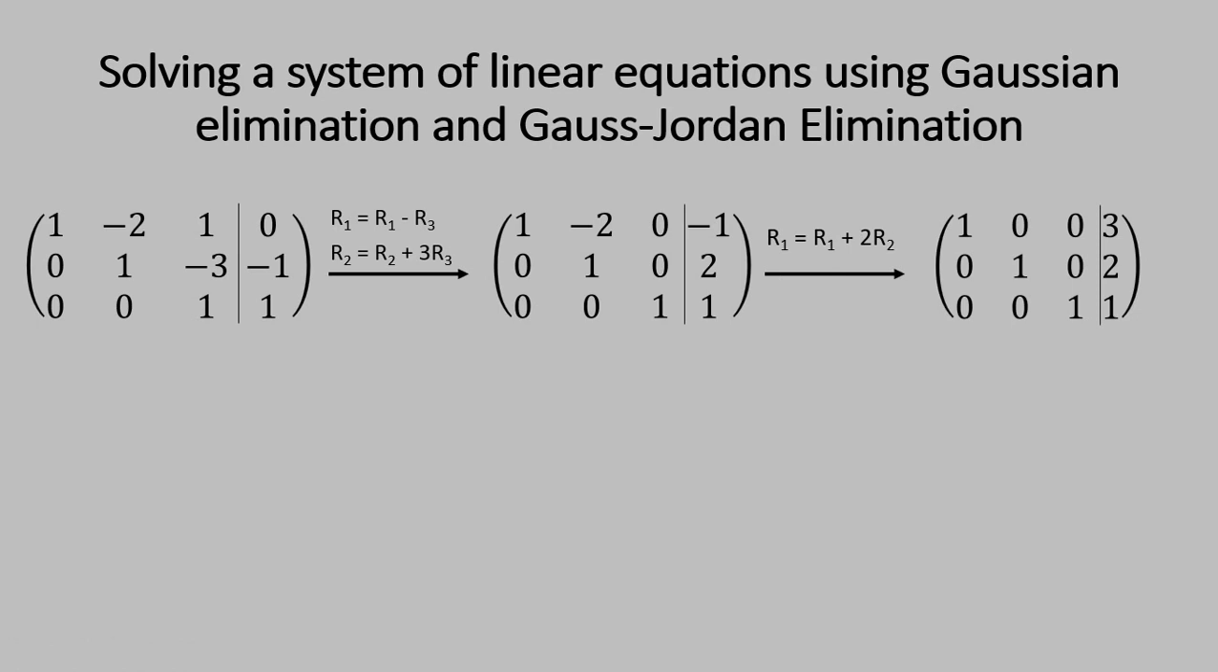So now we have it in reduced row echelon form. And once again, we can get our equations. So we have x equal to 3, y equal to 2, and z equal to 1, which is the same solution that we got earlier. So that is the end of our first video on linear algebra. You might want to rewatch the video just in case you missed anything.